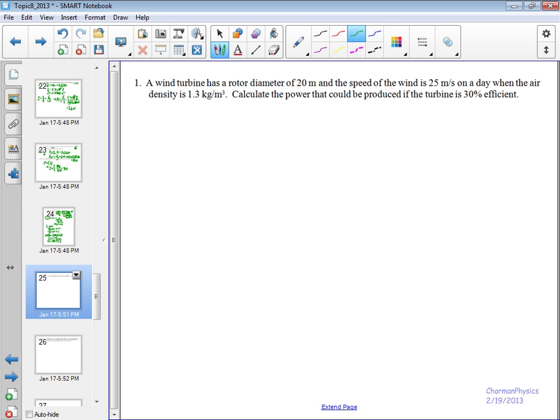So we have a couple of problems here, typical types of problems that you might have to solve. The first one is that we have a wind turbine that has a rotor diameter of 20 meters. It has a wind speed of 25 meters a second on some day, all right, when the air density is 1.3 kilograms per meter cubed. So we want to know what is the power that can be produced if the turbine itself is 30% efficient. All right, so given that the radius here of these rotors is going to be 10 meters, with the diameter being 20, wind speed 25 meters per second, with the air density here, all right, 1.3 kilograms per meter cubed.